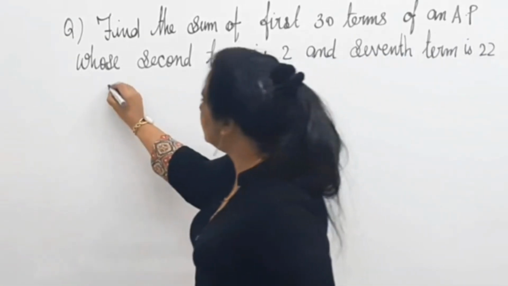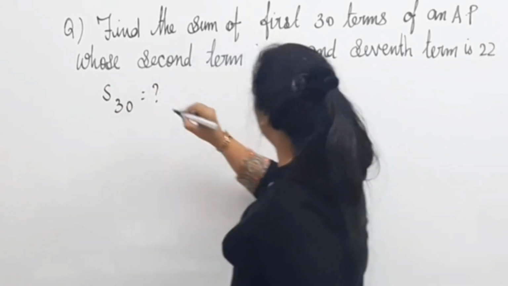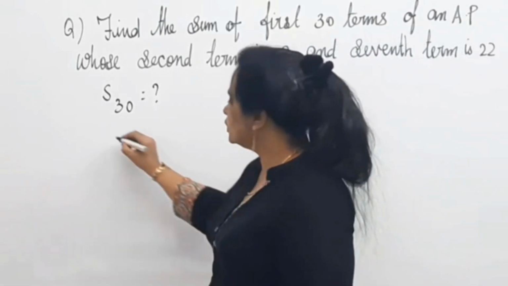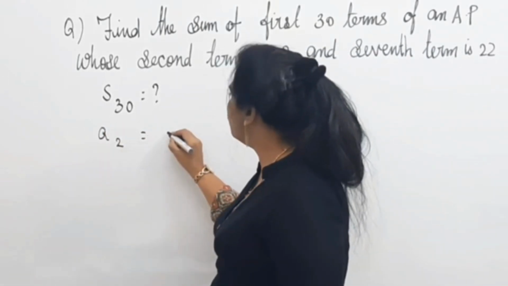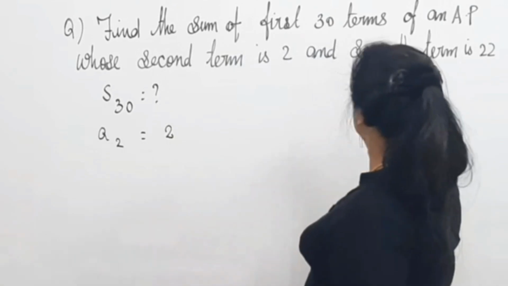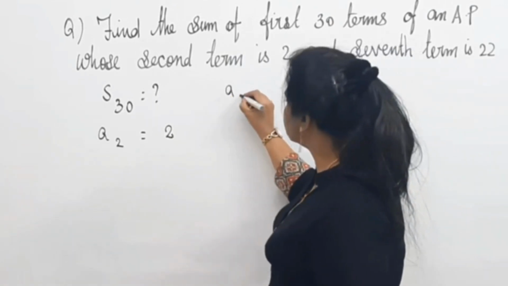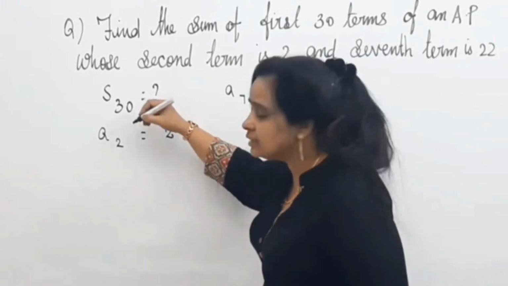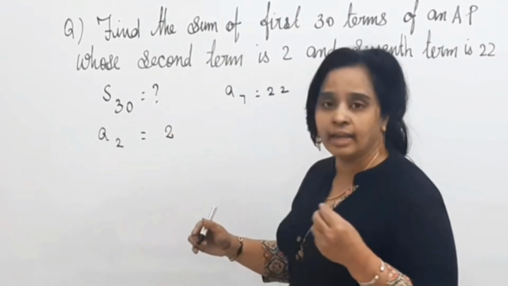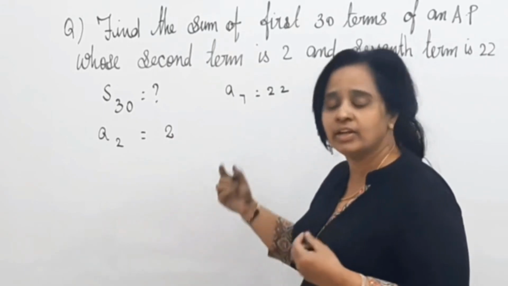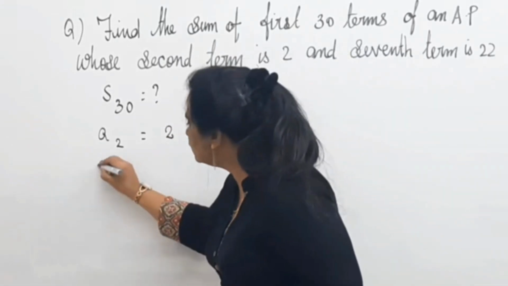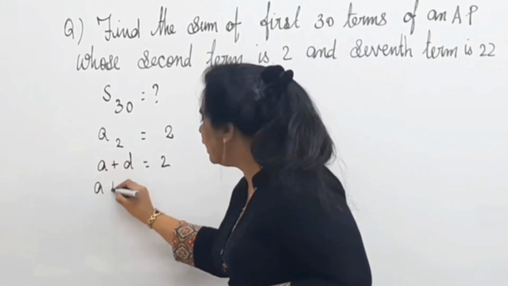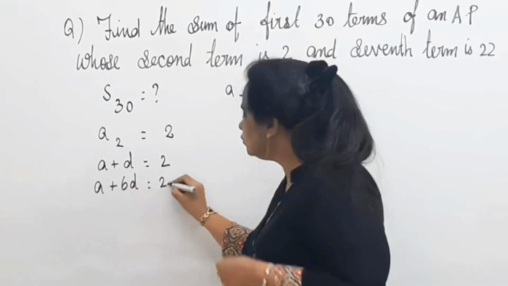Next question says, find the sum of the first 30 terms, that means S30 we have to find, of an AP whose second term is 2 and seventh term is 22. So the second term, A2, is equal to 2 and the seventh term, A7, is equal to 22. To get my S30, I need a and d; n is already given. So let me have this as a plus d is equal to 2, and this can be written as a plus 6d is equal to 22.